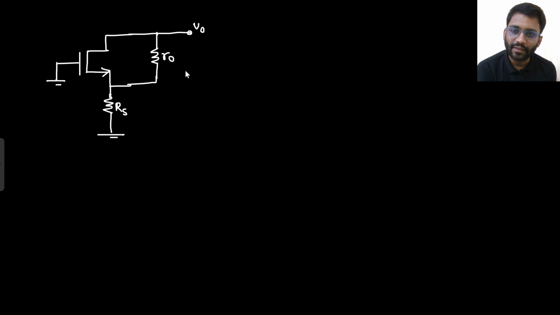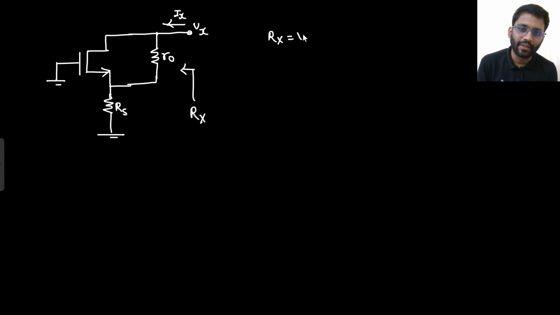This is your R0 and this was my RX. I need to find RX. I can apply some VX potential here and get IX current out of it. So my RX would be VX by IX. Right.